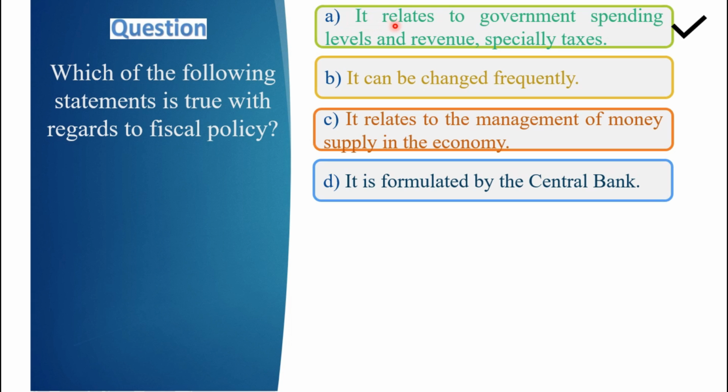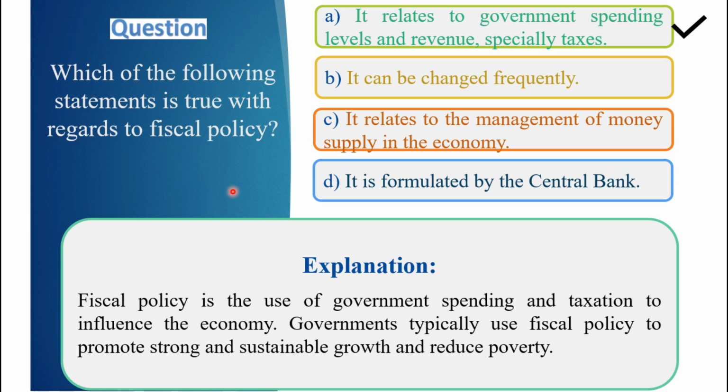And the correct answer for this question is option number A, it relates to the government spending levels and revenue, especially taxes. Because fiscal policy is the use of government spending and taxation to influence the economy. Governments typically use fiscal policy to promote strong and sustainable growth and reduce poverty.